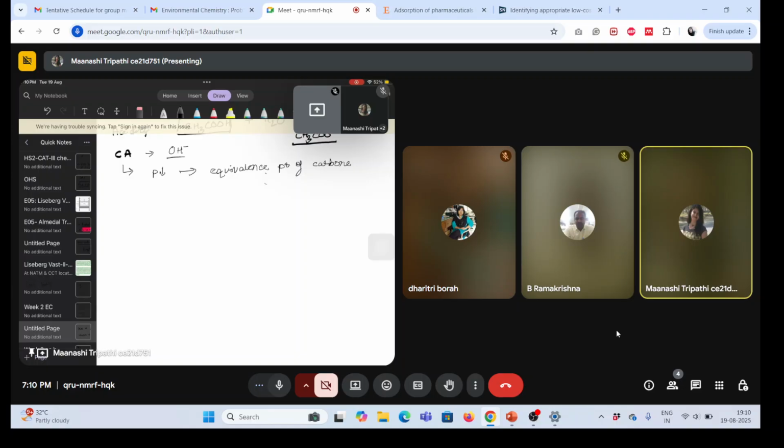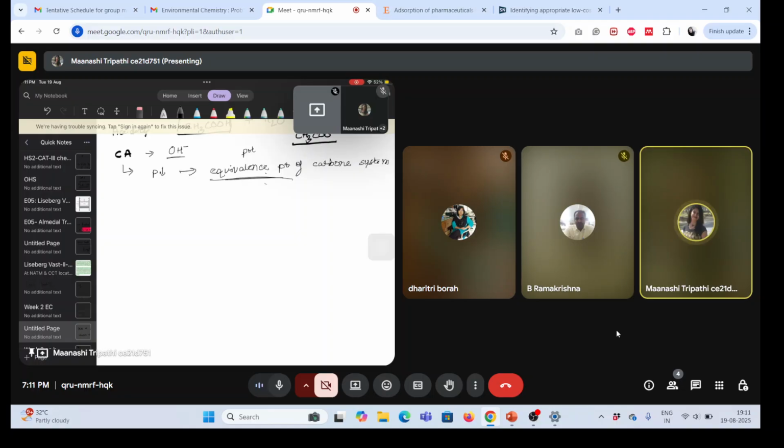Okay, so this is caustic alkalinity. Further comes the question, what is the equivalence point? Simply, how do we find out the equivalence point? The equivalence point is also some pH. So how do we get to that pH?